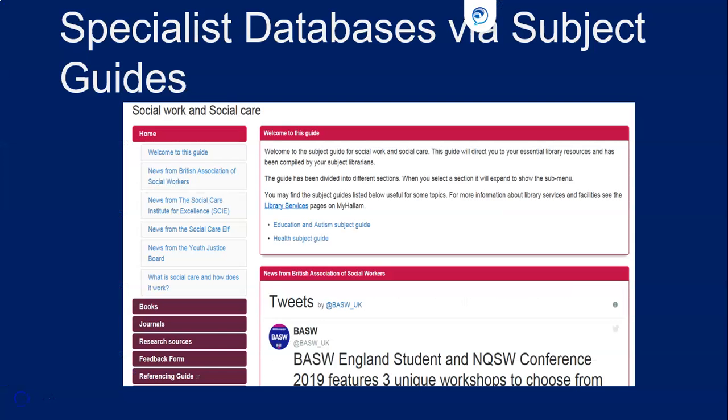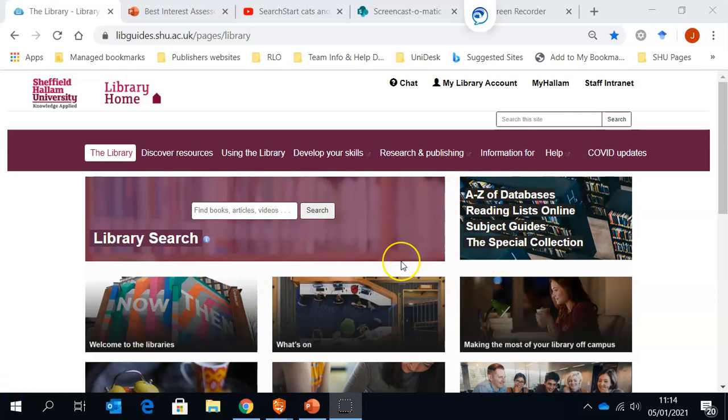So far, we've looked at Library Online to find the books and journal articles that you can access. You might want to go further and look at some of the specialist databases that we have available through Library Online. And we can do that by using the subject guides that you'll find on Library Online. So from the home page of Library Online, on the right hand side, we've got the option to go to the subject guides.